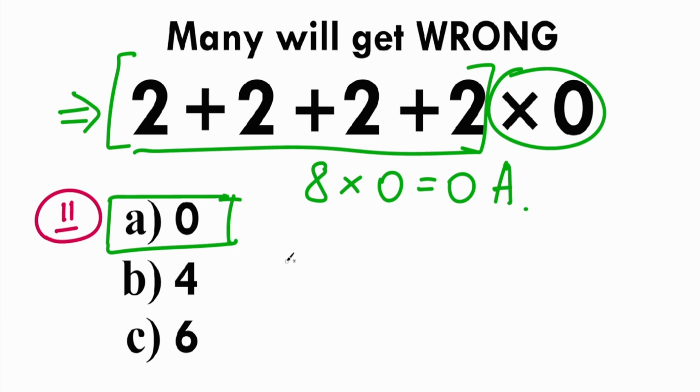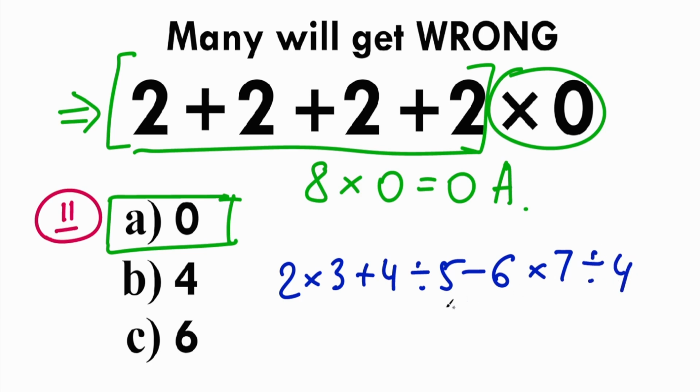Whenever we have a mixture, for example 2 times 3 plus 4 divided by 5 minus 6 times 7 divided by 4, we need to scan it first. We don't have parentheses, we don't have exponents, everything is great. But the next step is multiplication and division groups. So right now we need to underline where we have multiplication and division.